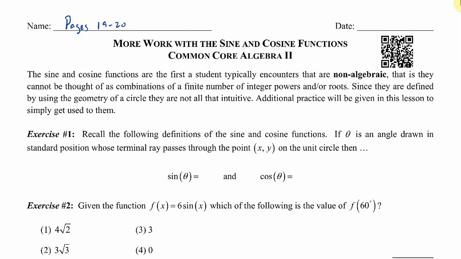Sine and cosine are very different. Okay, so they're thought of as non-algebraic functions. They're actually called transcendental functions. Not something you really need to know, but that's what they're called. And that's all that we're talking about in this first sentence, okay?